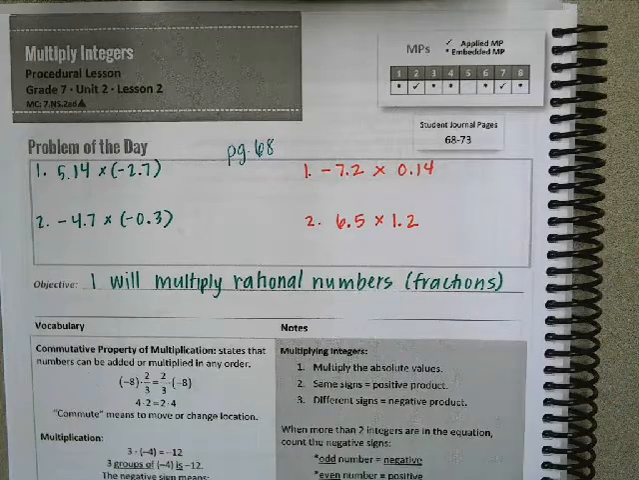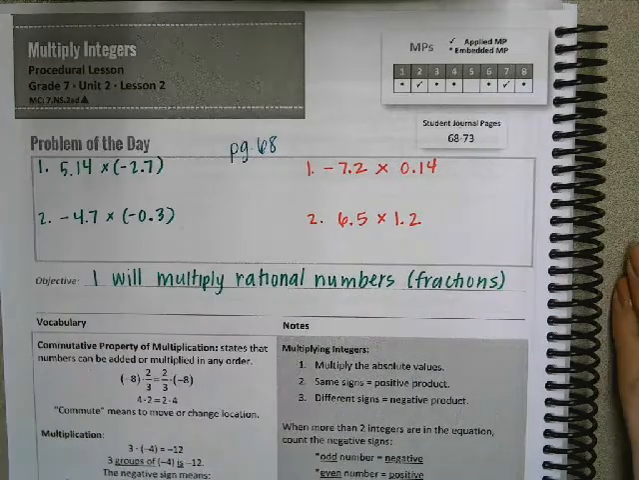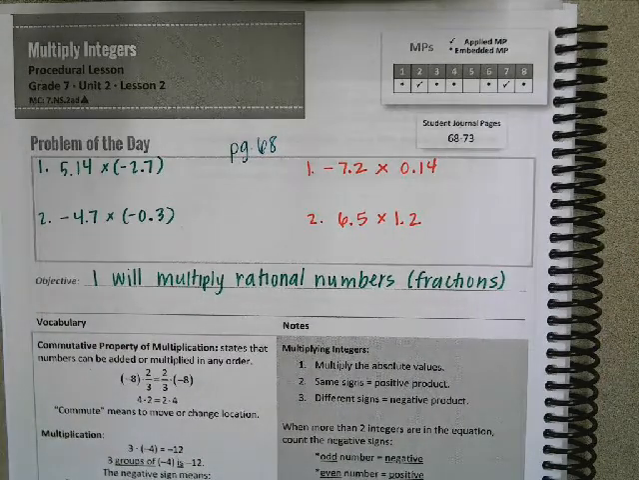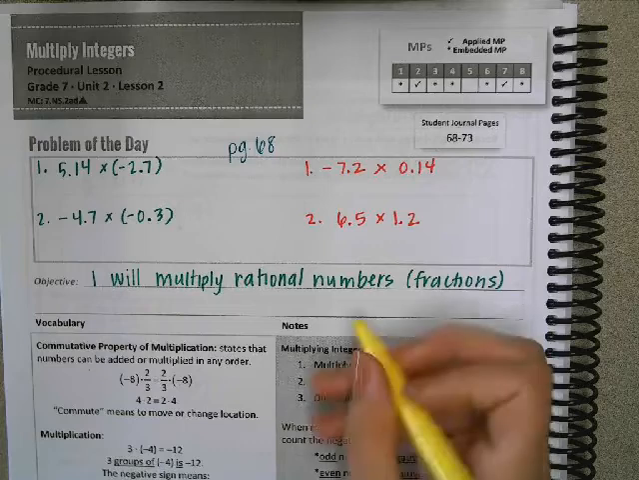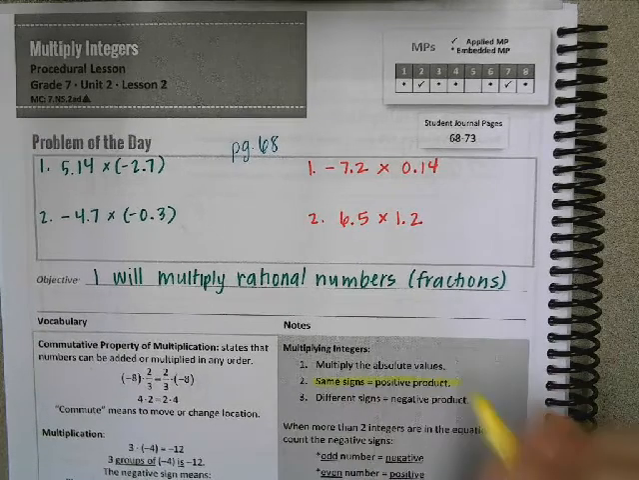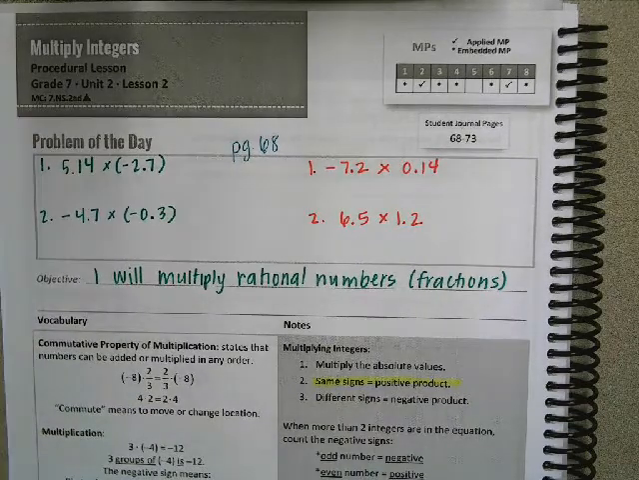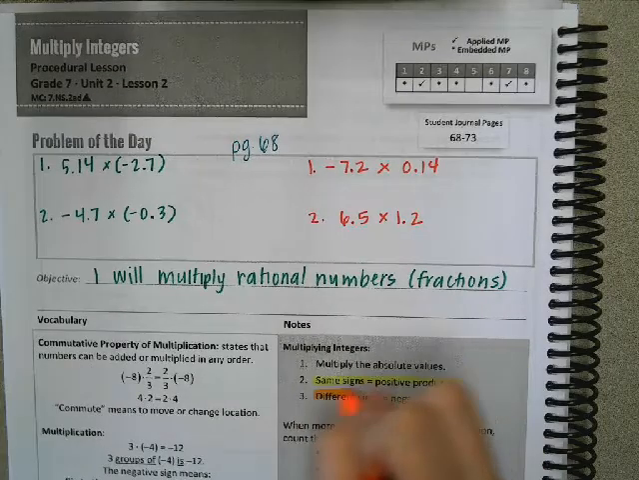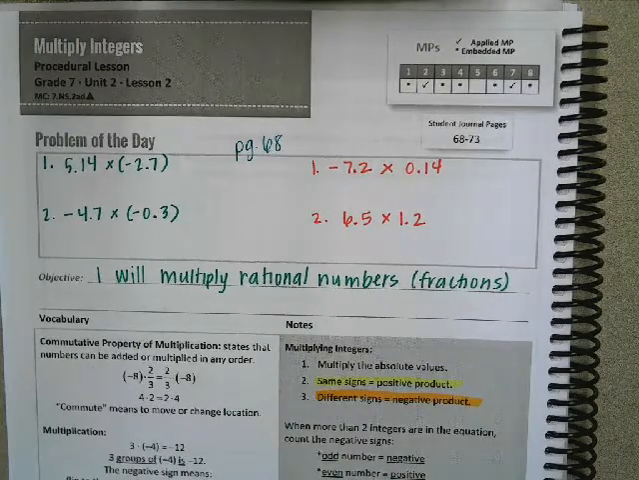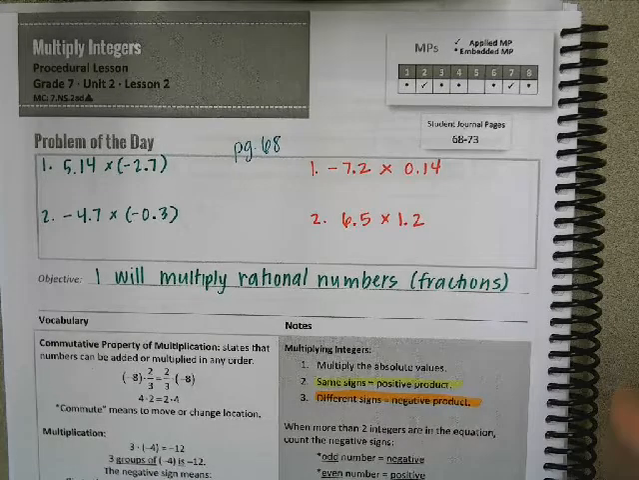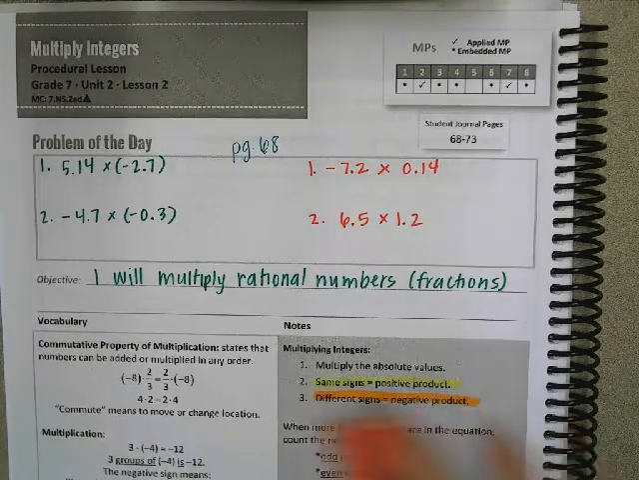So we're going to start by using our rules. I'm not going to write them down because they're already right here on my page. Remember, our rules are if we have the same signs, we have a positive answer, and if we have different signs, my answer is negative. So these are rules that you should be memorizing. Same signs positive, different signs negative.